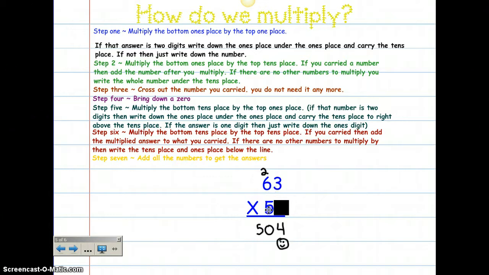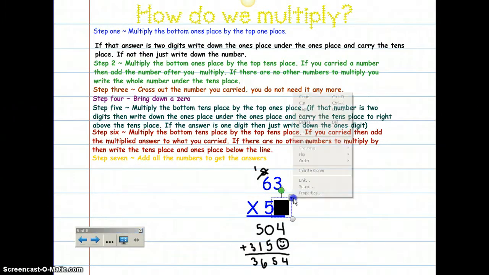Then I'm going to do bottom tens place by the top ones place. I'm going to mark off this number that I carried because I don't need it anymore. 5 times 3 is 15. And then I'm going to carry the 1. Write down the ones place, carry the tens place. 6 times 5 is 30 plus 1 is 31. And I'm writing down the whole number because there's no other place to carry. There's no other numbers over here. So I'm done. And then I add it up. And I get 3,654. So if that strategy helps you to cover it up, please use that strategy.